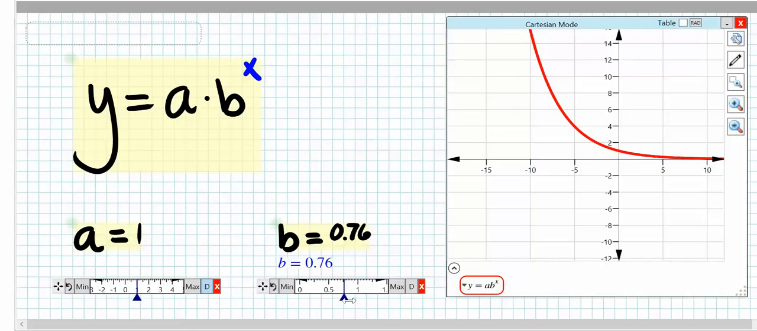Is that even possible? Negative exponential growth or negative? Look at this. What do I get? If my b is negative, what happens over here? It can't connect. Yeah, okay.